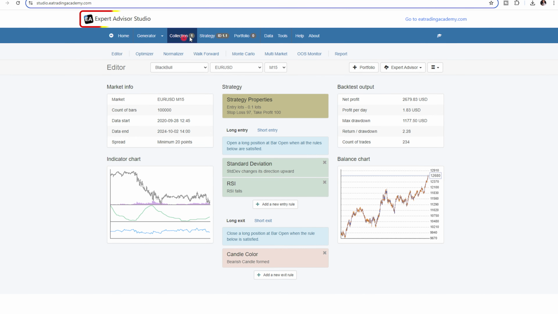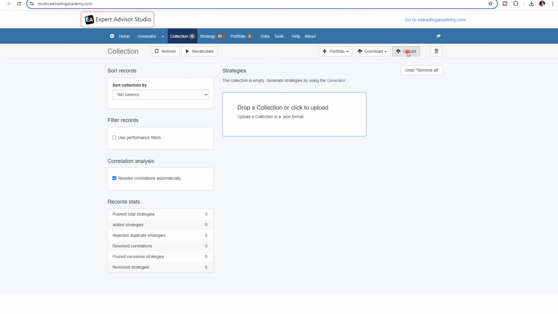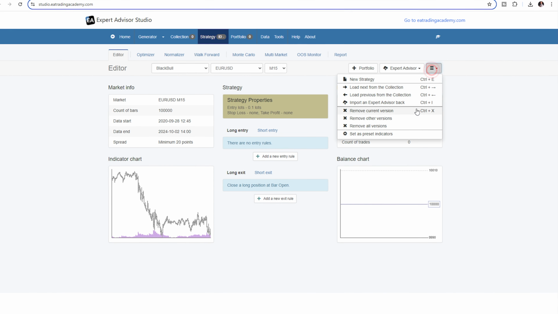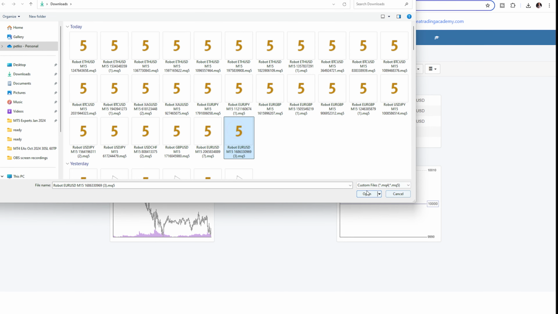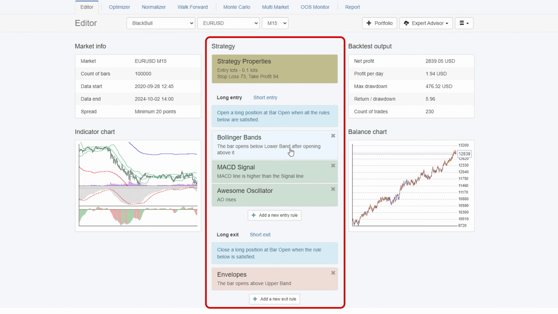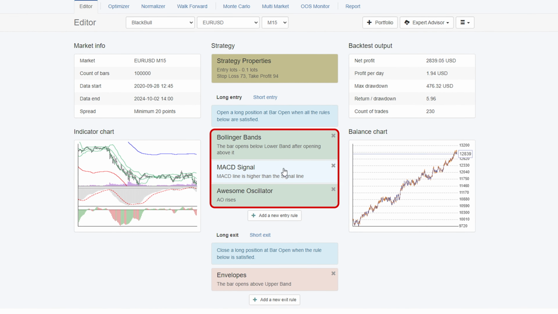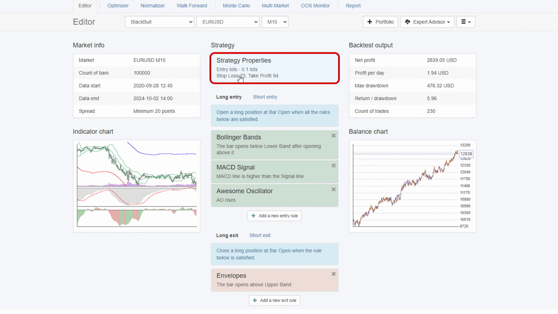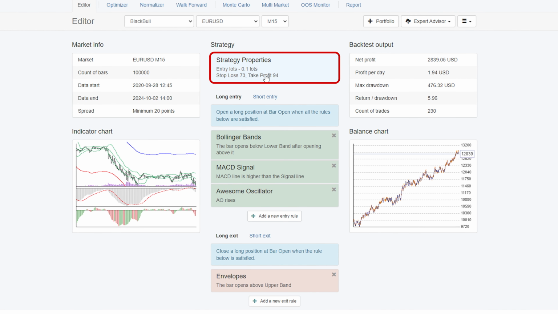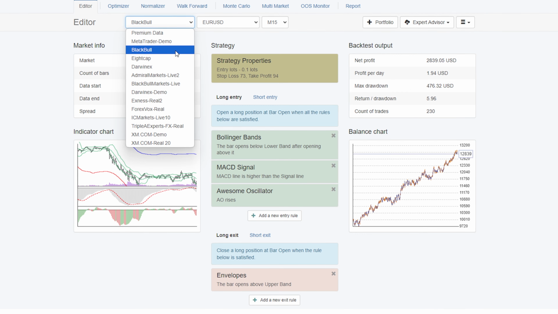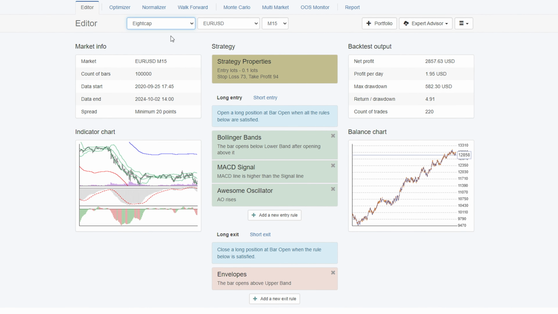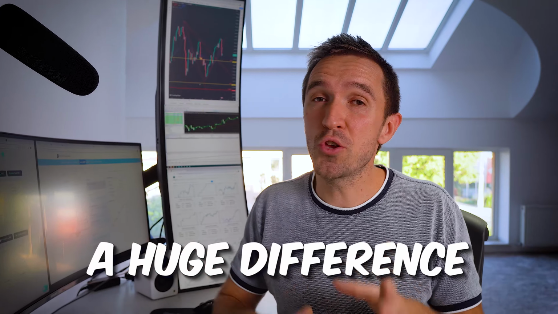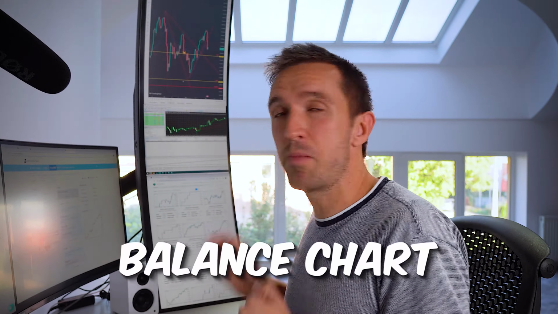So let's go now to EA Studio. I'll remove that strategy and I will upload back the first strategy that I downloaded for euro dollar. Here it is. It uses 3 entry indicators, 1 exit indicator, stop loss of 73 and take profit of 94. But I'll be trading this on a live account with Eightcap, so I will switch the data, and you just saw that there was not a huge difference in the balance chart.